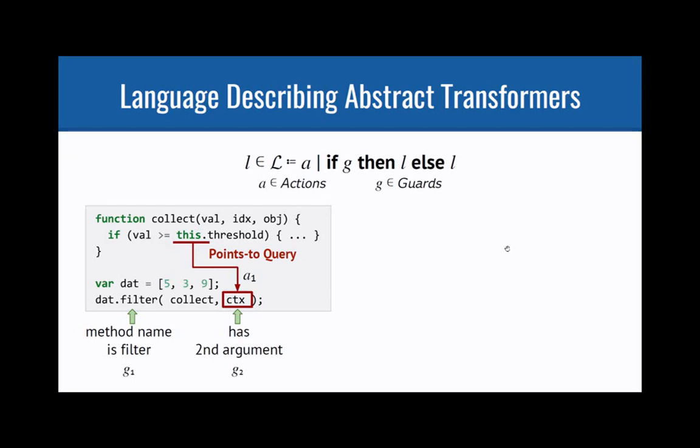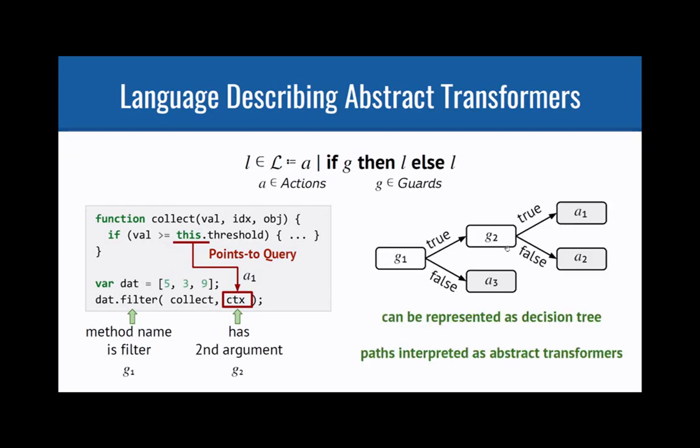And the nice thing about this formulation is that this is very general. We can then instantiate these actions and guards for this particular analysis. And also, we can then represent such graphs as decision trees, which is very useful because first, we can interpret paths in these trees as abstract transformers. And we can also use the techniques from decision tree learning when we try to actually learn and do the synthesis.